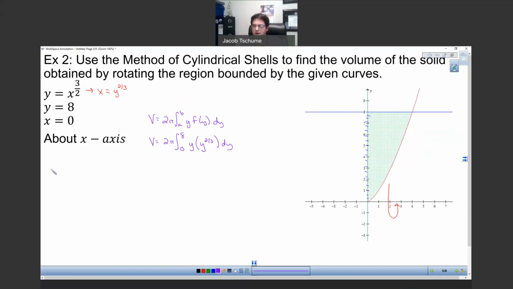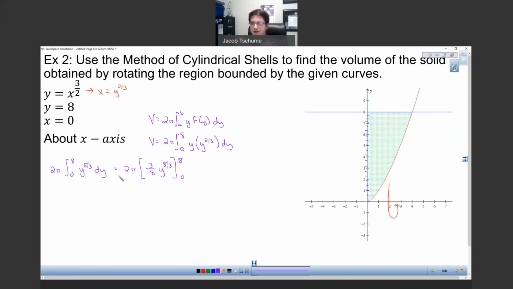All right, putting those y's together, I can write this as 2 pi times the integral from 0 to 8 of y to the 5/3 dy. Add 1 to the power and divide by the power. So that would be y to the 8/3 being multiplied by 3/8, evaluated from 0 to 8.